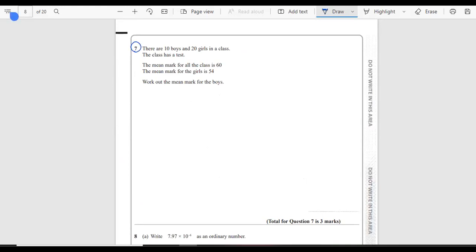Let's read the 7th question and then I would want you to think about it. It says there are 10 boys and 20 girls in a class. The class mean mark is 60. Mean mark for the girls is 54. Work out the mean mark for the boys. Yes, Abdullah, so think about it. It is a 3-mark question.